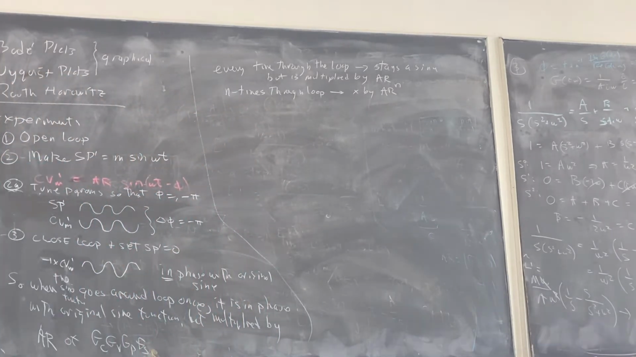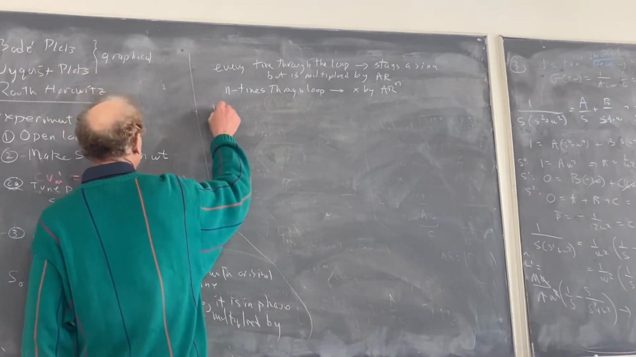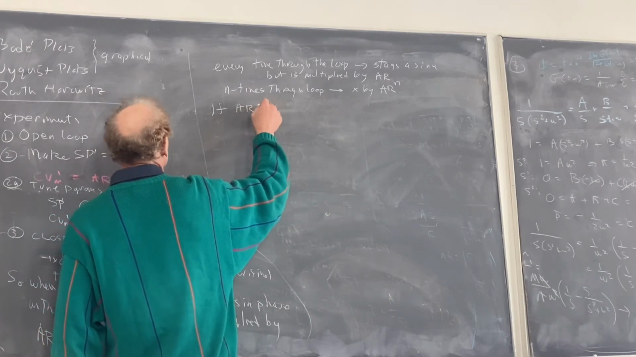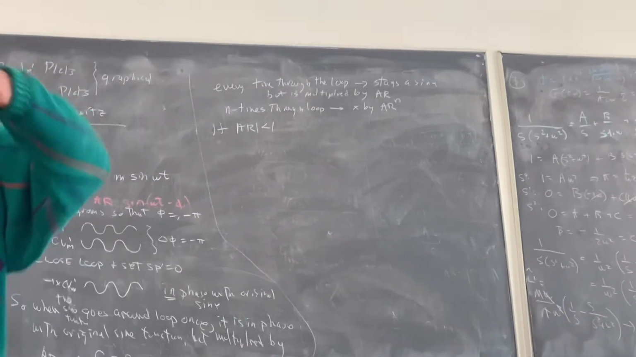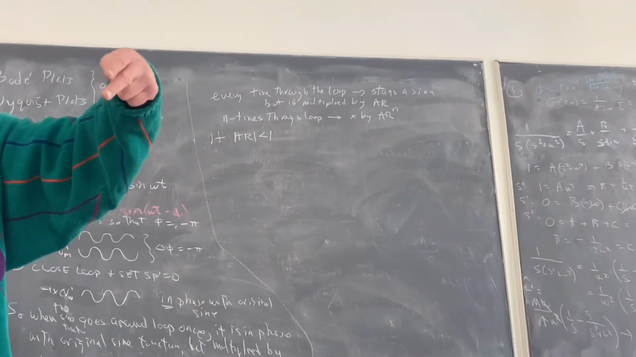So what does that tell me? That tells me if the amplitude ratio is less than 1, then a fraction to the nth power, as n goes to infinity, gets smaller and smaller.